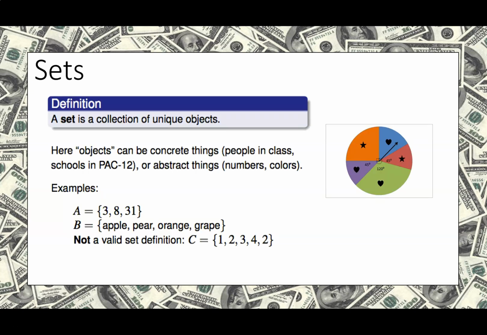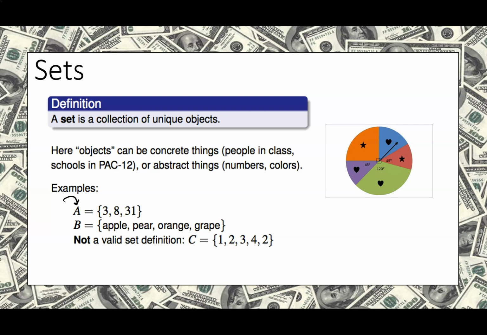All right, what is a set? A set is a collection of unique objects. Here, objects can be things like people in a class, schools in a Pac-12, it could be numbers, it could be colors. And notice what we have here is an uppercase letter, and that designates something in terms of the set. Usually it's the name.